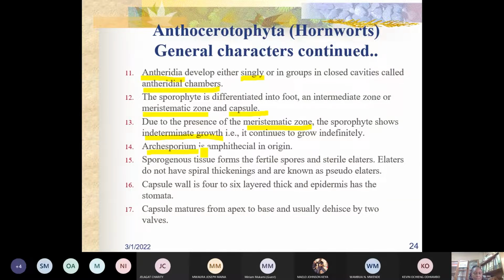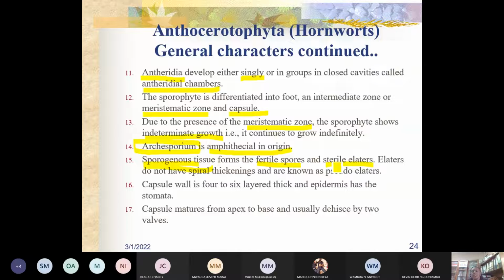Okay, now the part that forms the spores, the archaesporium. Now this I'll have to explain later, that origin. So it has an archaesporium that produces the spores. Then the actual material that produces the spores, we call it the sporogenous tissues. Now, these are the ones that form the fertile spores. And it will also produce elaters.